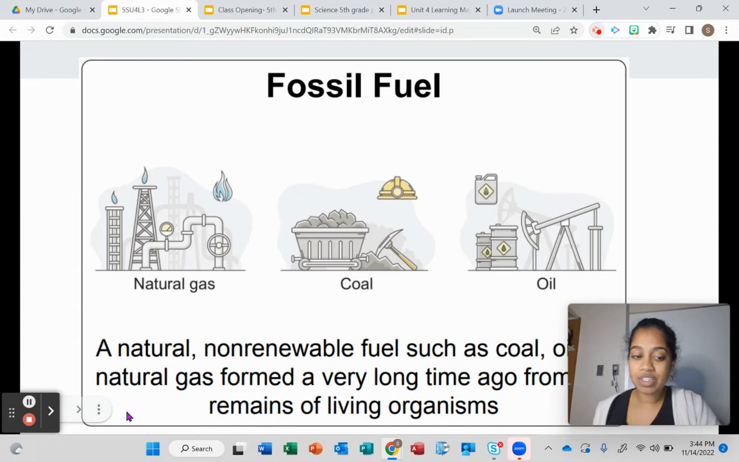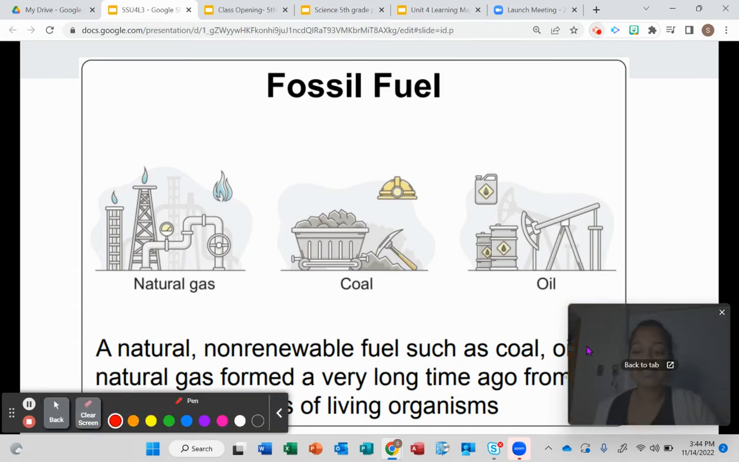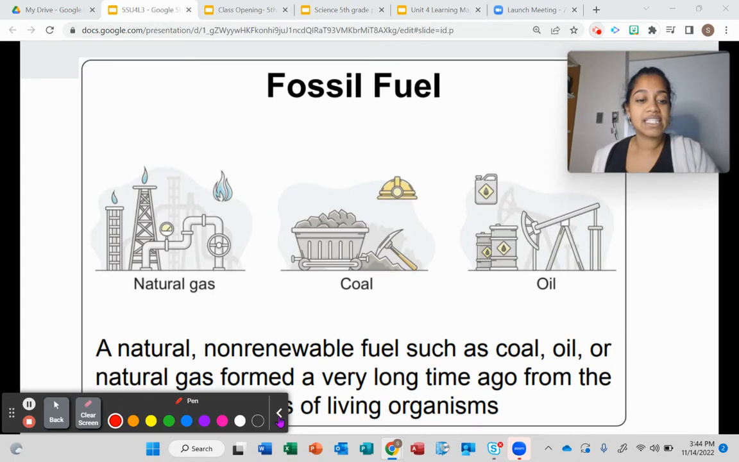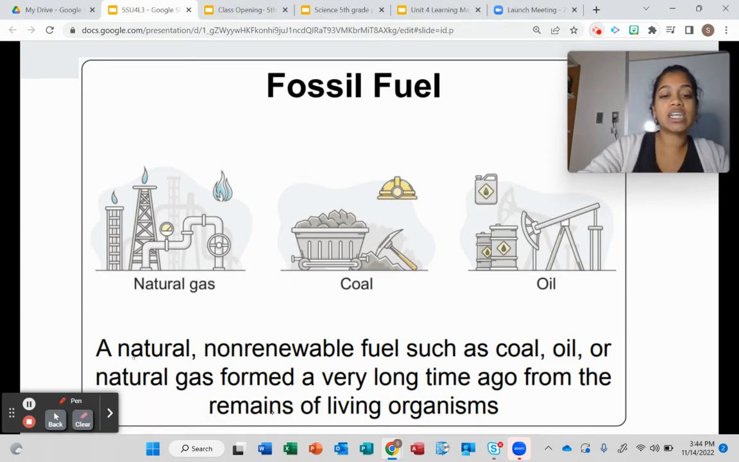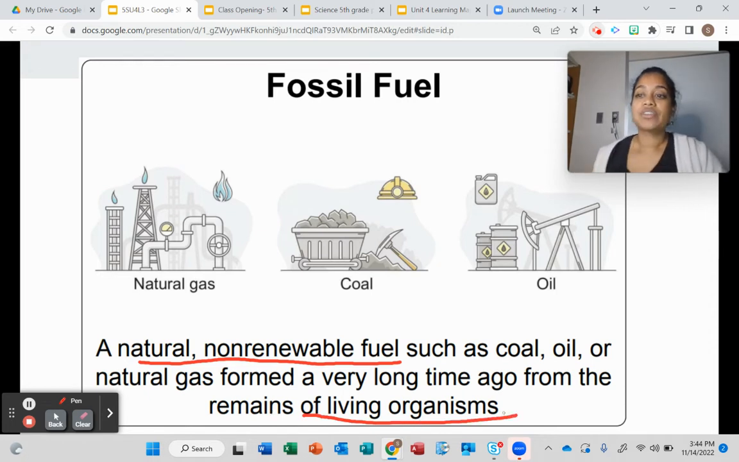So our first vocabulary word is fossil fuels. A fossil fuel is a natural non-renewable fuel such as coal, oil, or natural gas formed a very long time ago from the remains of living organisms. This is a non-renewable energy. So we use fossil fuels for energy, and they're formed from living organisms.